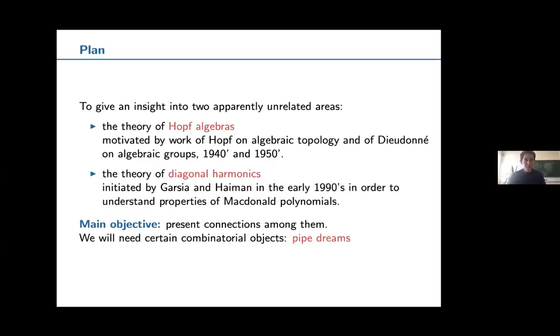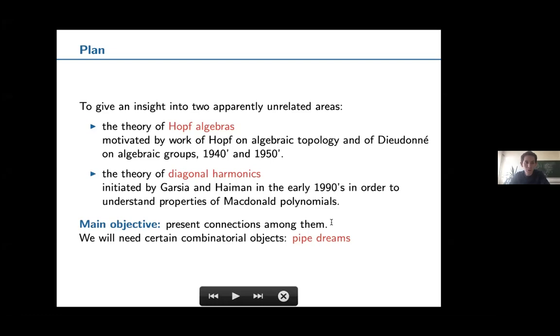So my idea for the talk is to present some insight into two apparently unrelated areas. Namely, first, the theory of Hopf algebras, which is motivated by work of Hopf on algebraic topology and of Dieudonné on algebraic groups from the 1940s and 50s. And second, the theory of diagonal harmonics, which is a little bit more recent. So this was initiated by Garsia and Haiman in the early 90s in order to understand properties of Macdonald polynomials. And the main objective will be to present some connections among these two areas.